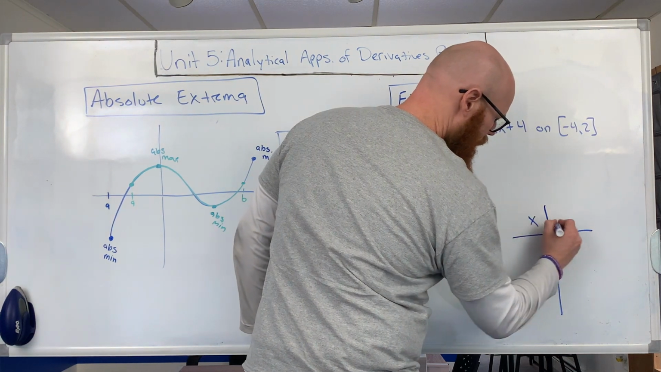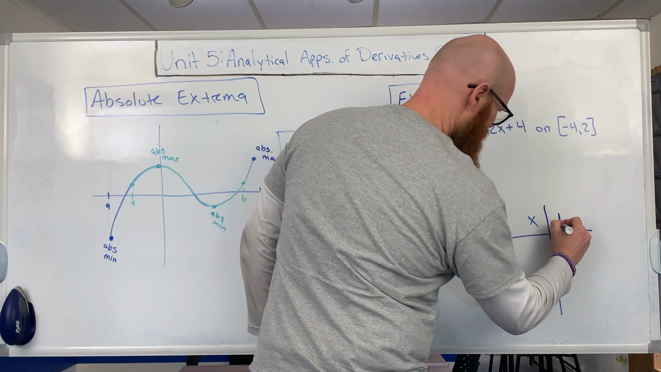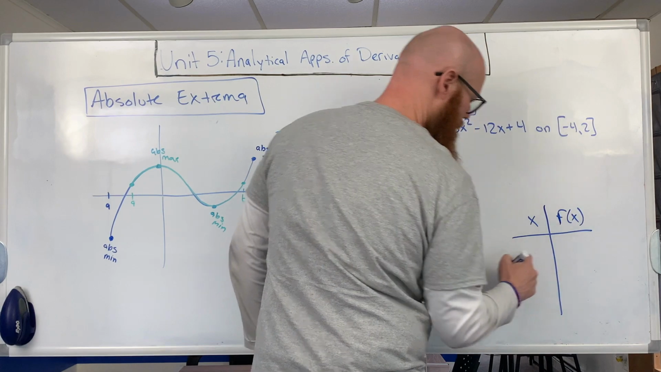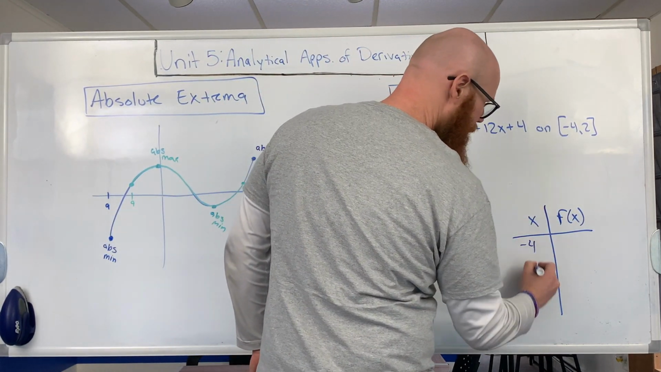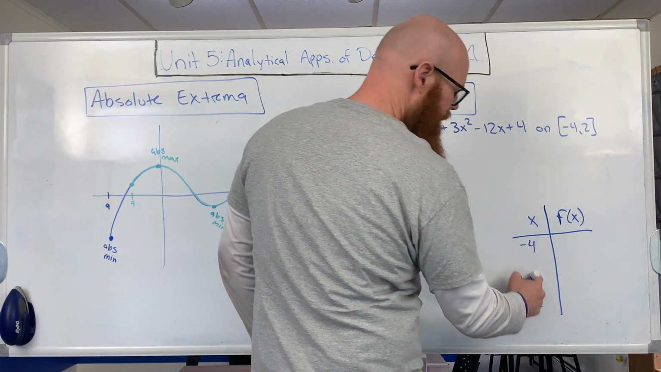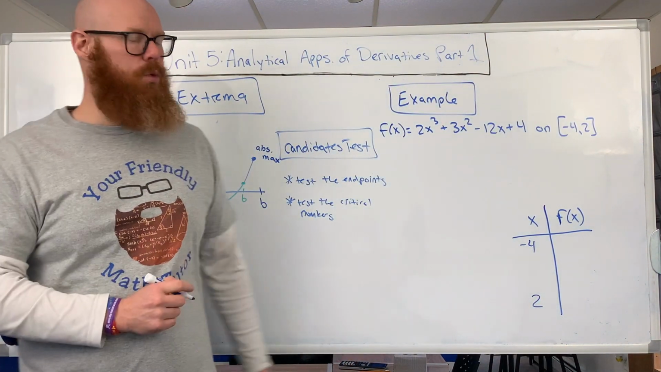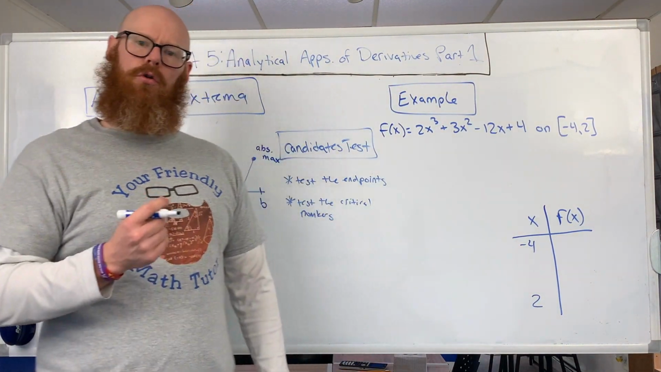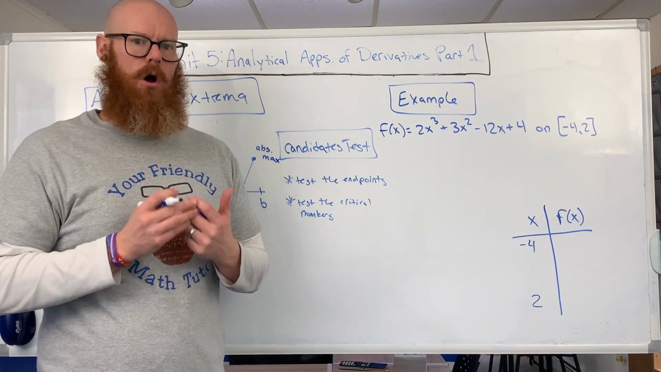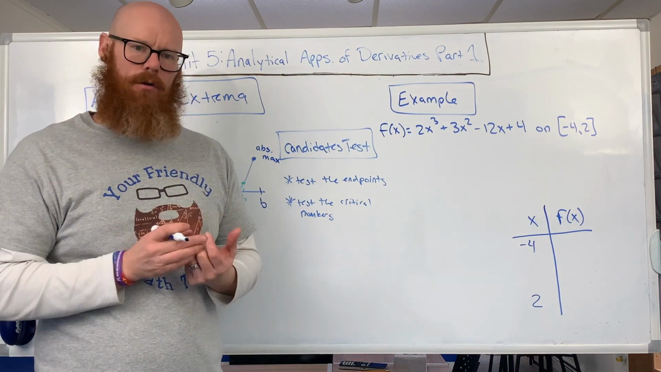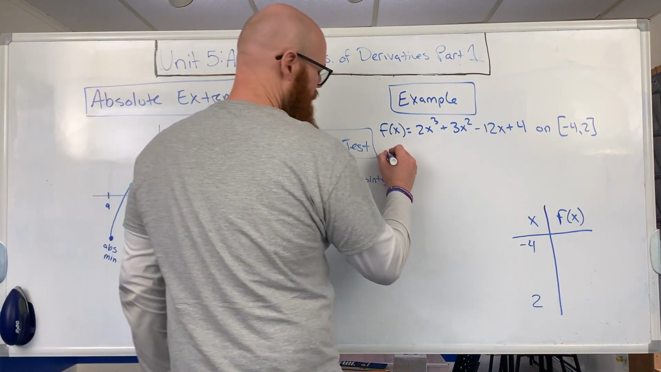And in that table, I'm going to say, well, I know I need to test the endpoints. Well, I know them right away. That's -4 and 2. And then, are there any critical numbers between -4 and 2? Well, critical numbers, we just looked at that graphically. But we saw that critical numbers are wherever the derivative is 0 or undefined. So let's find the derivative.